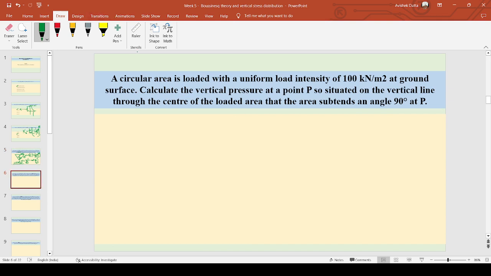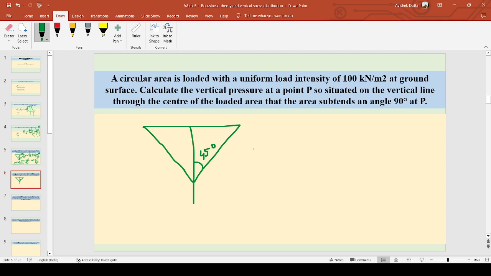Again, a circular area is loaded with a uniform loading intensity of 100. So again, we are going to draw the diagram. Calculate the vertical pressure at a point P situated on the vertical line to the center of the load. Same thing like before. Here it is said that the angle subtends 90 degree. So this half angle is 45 degree.